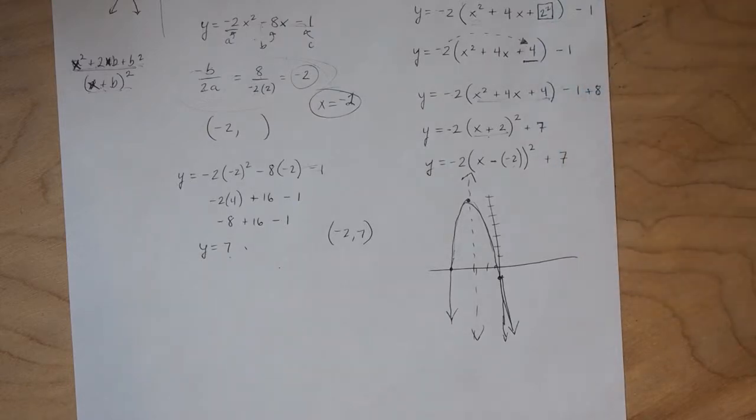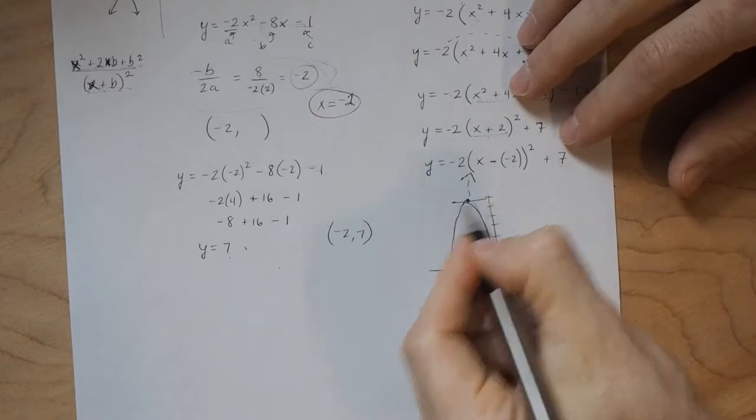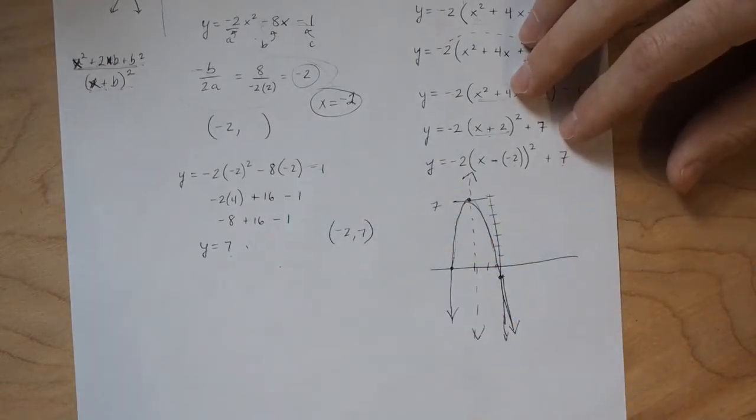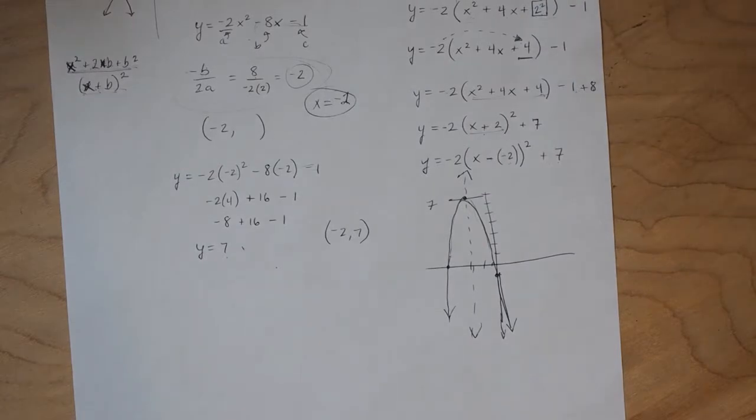Domain is left and right. It goes on forever and ever. It goes down forever, but does not go up forever. It stops here at what was this, 7. So the range is 7 or below, and the domain is all real numbers, both left and right.